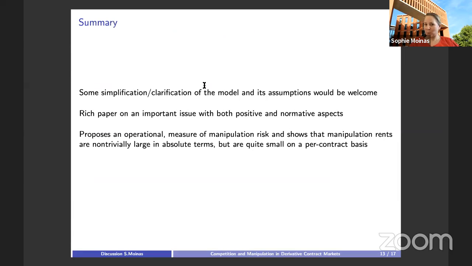Okay, so conclusion. Obviously, there are always some clarifications and simplifications of the model and the assumptions that would be welcome, but it's a rich paper on a very important issue. And I really appreciate the fact that there are both these positive and normative aspects. Thank you very much.